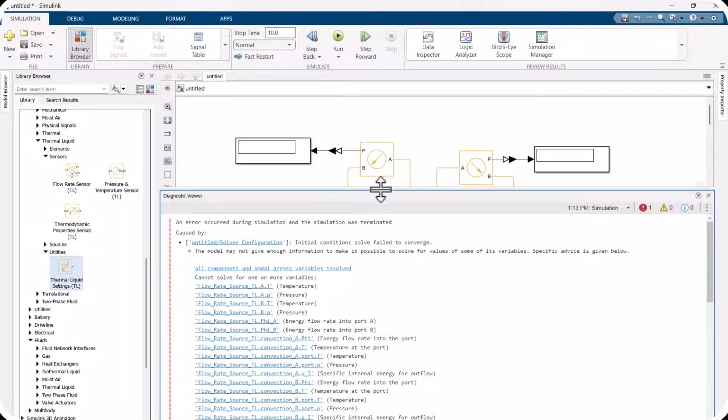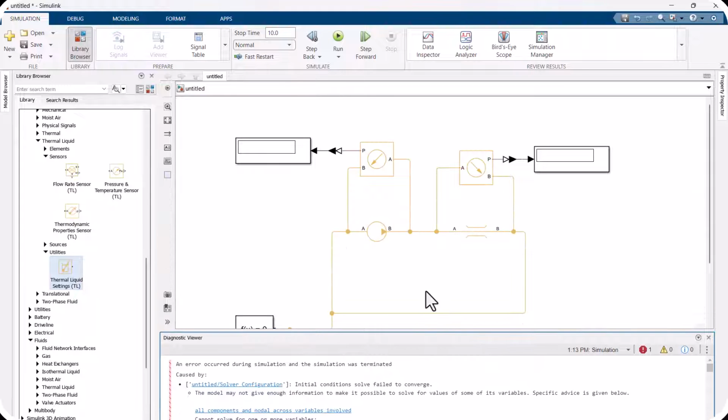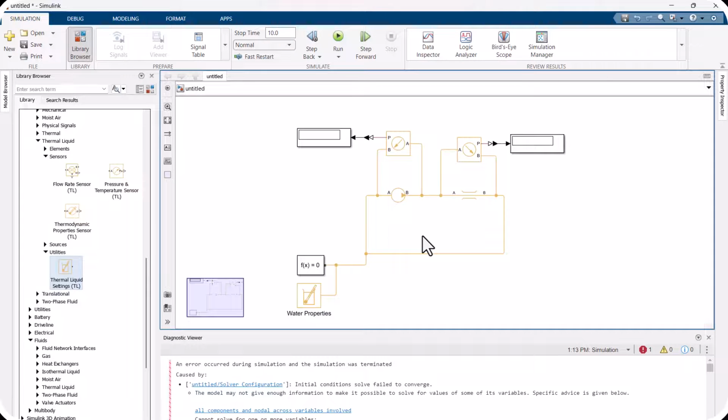And as you see, we came across an error and it says the initial conditions solve failed to converge. You know, one thing about MATLAB Simscape is that if you want to have a successful model and simulation, you must have a complete understanding of the fluid dynamics, fluid mechanics, the thermodynamics, and heat transfers. So I'm going to take a moment to talk about the problem with this system and why it is impossible to have such a system of hydraulics.